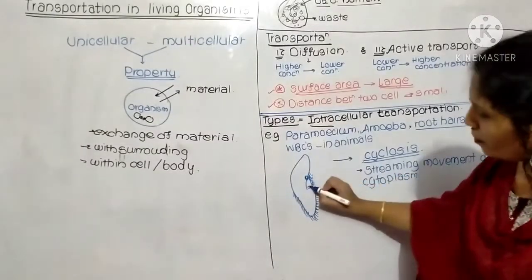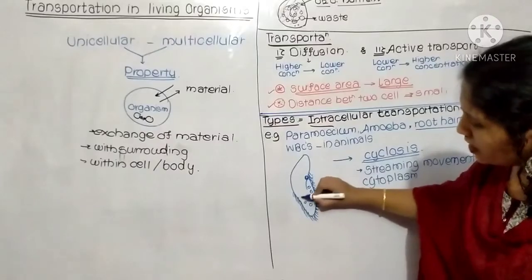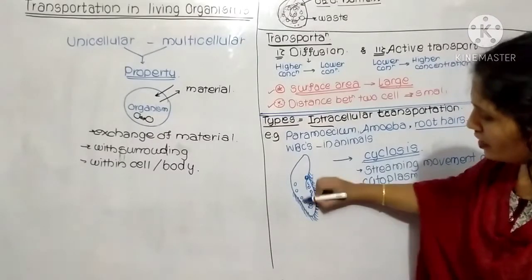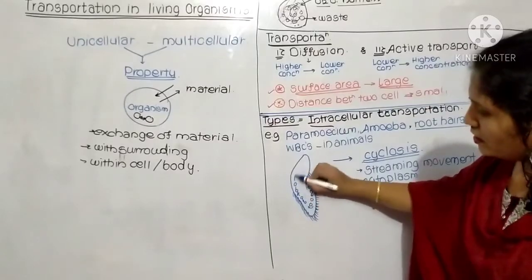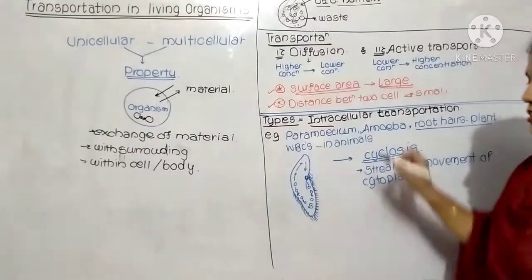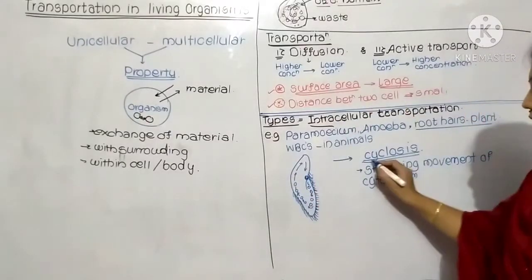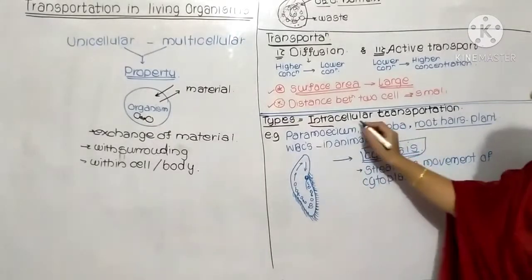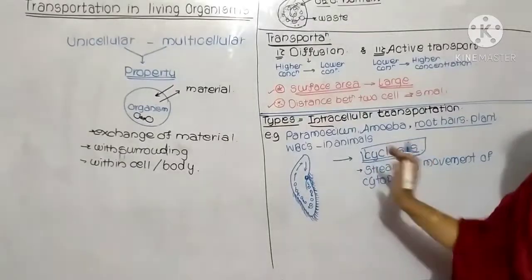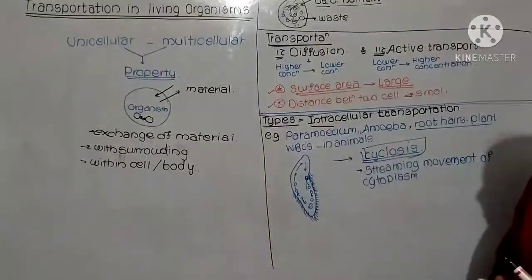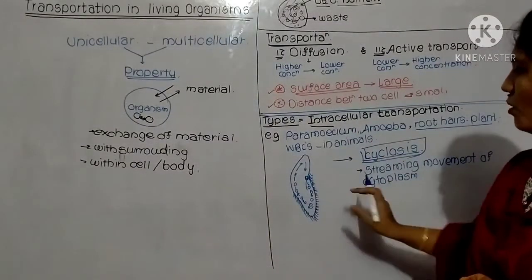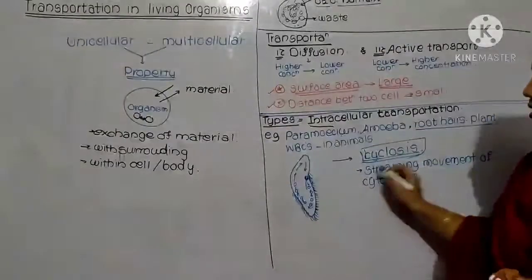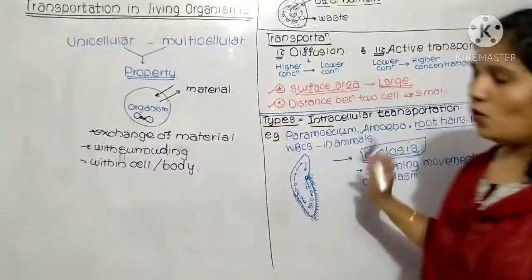Means that food substances are moving inside this cell only, like this. From here they are moving here, then here, then here. That streaming movement of the cytoplasm is known as cyclosis. That is a type of intracellular transportation. This is one of the things which takes place in amoeba as well as paramecium. Here I have given the paramecium.